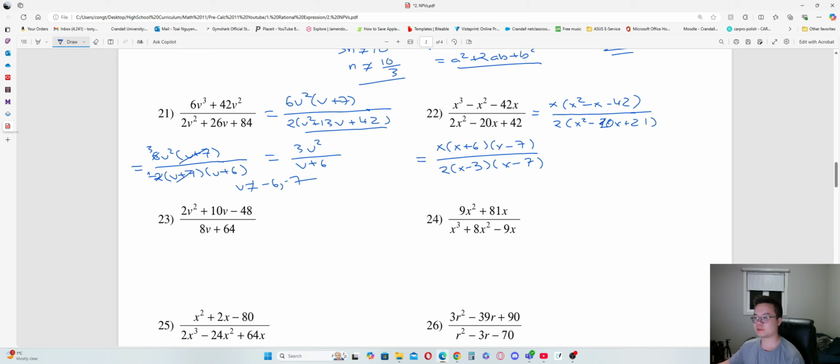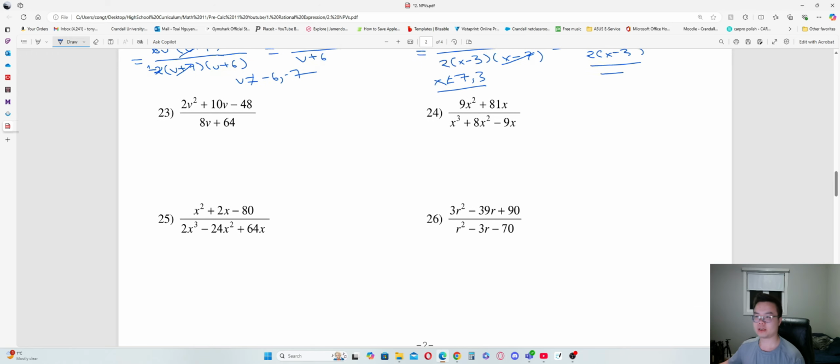They are both still in factored form, but now we have x minus 7, we cancel out. Then I'll have x plus 6 over 2 times x minus 3. This is my final answer. For my NPVs, x cannot be equal to 7 and 3.